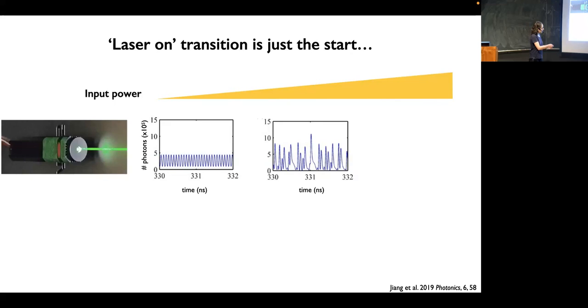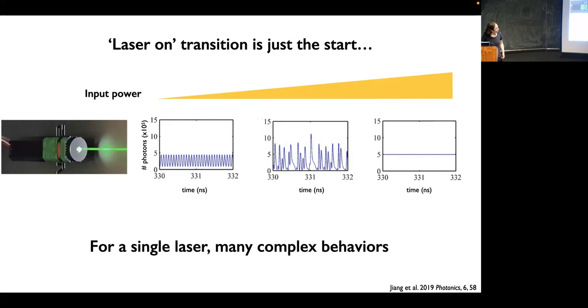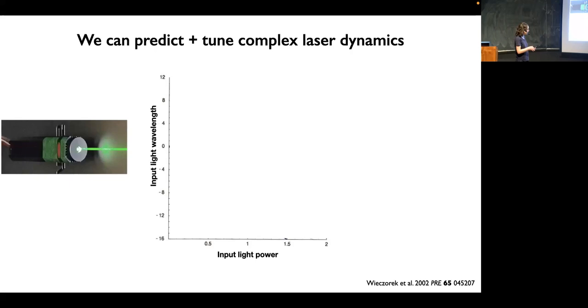And we go back to just a constant amplitude signal. So even for a single laser, there are many complex behaviors. And we can map these out using something called a bifurcation diagram.